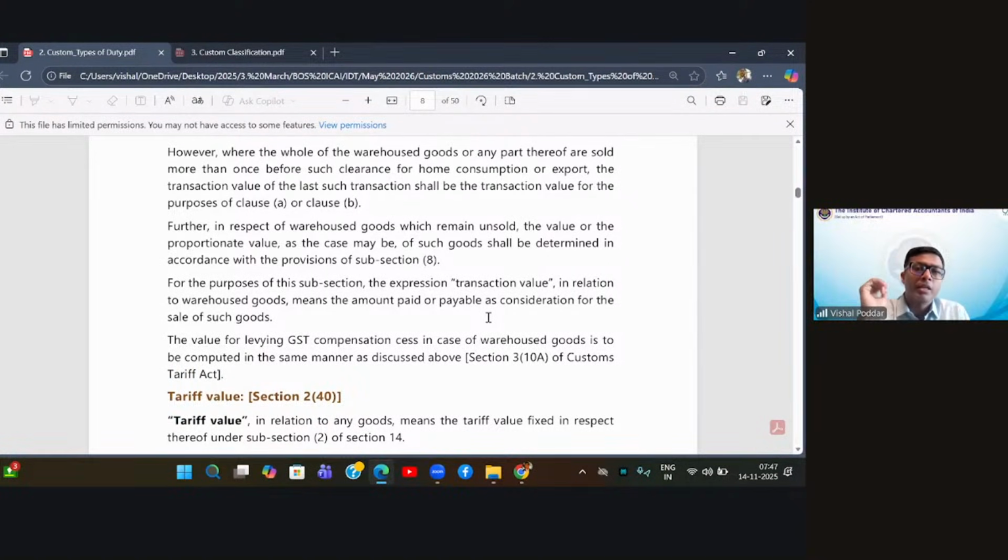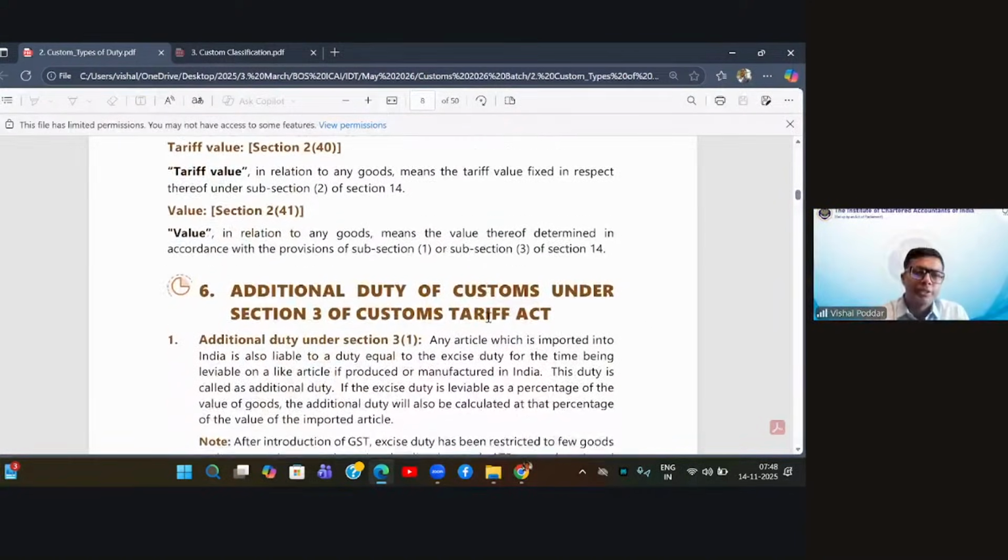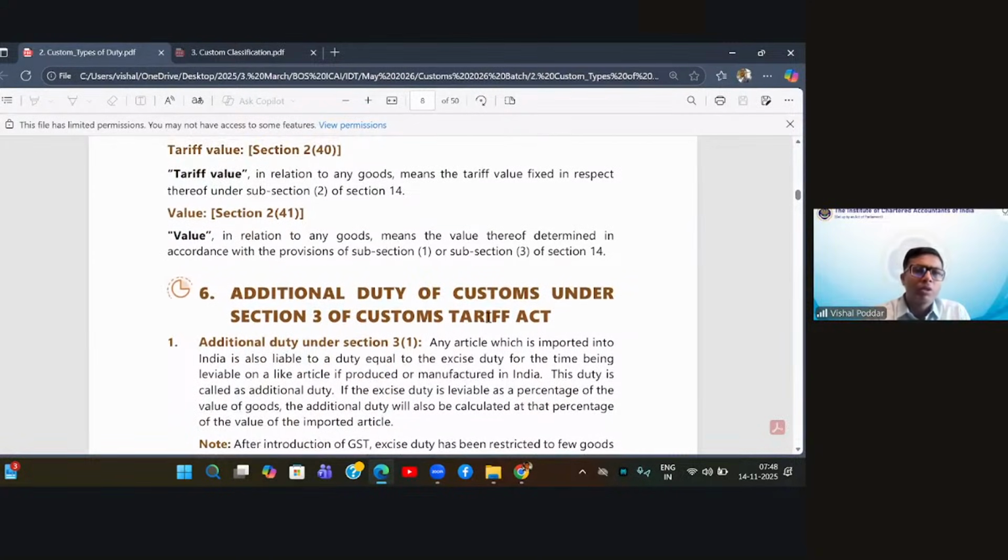So, three sales have happened. In this case, how would the value be determined? They are saying we'll take the last sale price, that is the price at which Yogesh has sold to Geet. That sale price is compared with the value. Which value? Assessable value plus basic customs duty plus social welfare surcharge. Whichever is higher, on that value we will apply the IGST. Now here also in customs, you have two types of values. One is the transaction value, that is your actual sale value, and one is the value which is fixed by the government, which is the tariff value.